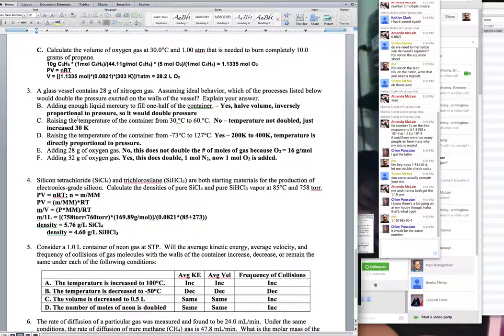We did number 3 on the free response? Okay. The glass vessel contains 28 grams of nitrogen gas, which is basically 1 mole, because nitrogen is diatomic. Assuming ideal behavior, which of the processes listed below would double the pressure exerted on the walls of the vessel? So if you have 1 mole of a gas, the identity of the gas shouldn't matter because you're assuming ideal behavior. So if you add enough liquid mercury to fill one half of the container, yes, if you have half the volume, then you have double the pressure.